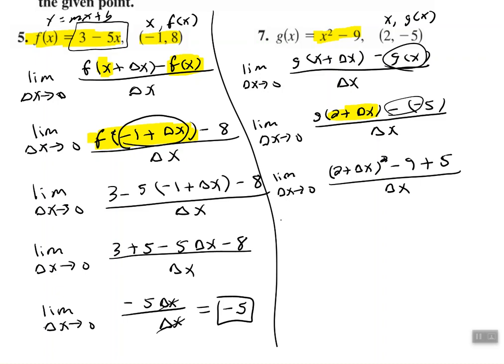Alrighty, let's simplify the 2 plus delta x squared by using our special multiplication rule that says a squared, or 2 squared, is 4, plus 2ab, 2 times 2 is 4 delta x, plus b squared. And you can use distributive property, 2 plus delta x times 2 plus delta x, or you can use your 2 plus delta x squared, which says a squared plus 2ab plus b squared. And then negative 9 plus 5, that's negative 4.